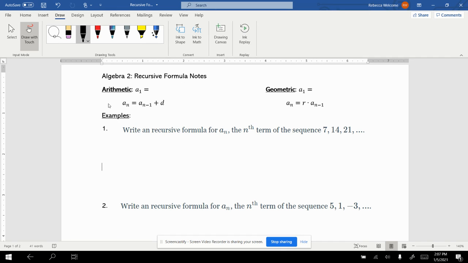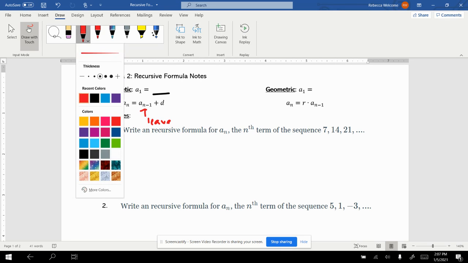The arithmetic recursive formula is a sub 1 equals, and then you just put what it is. So a sub 1 equals whatever, and then a sub n equals a sub n minus 1 plus that common difference d. Okay, so this is going to stay as is. So we're going to leave that as it is.